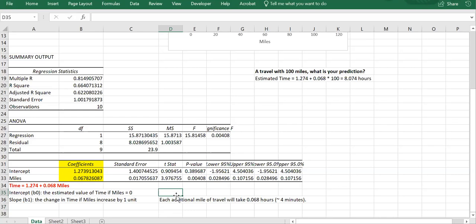So just think about it. Why? Logically, in this example, B0 should be 0. Why? Because if you don't travel, if the length of the travel is 0, then the travel time should also be 0. But why isn't it the case? Just think about that for a second.